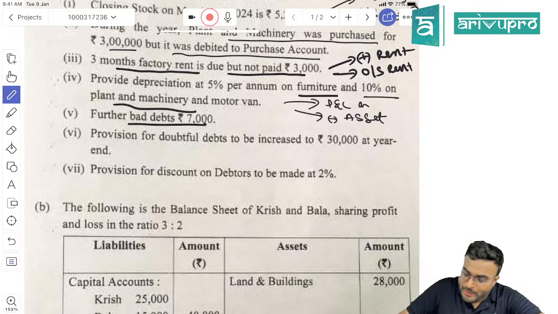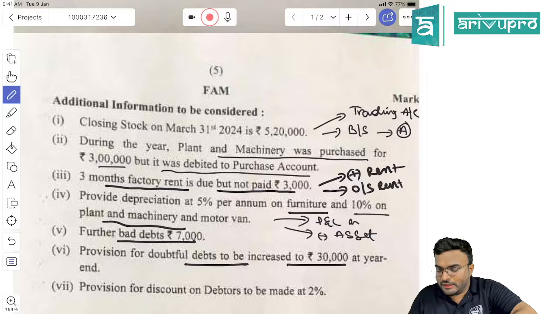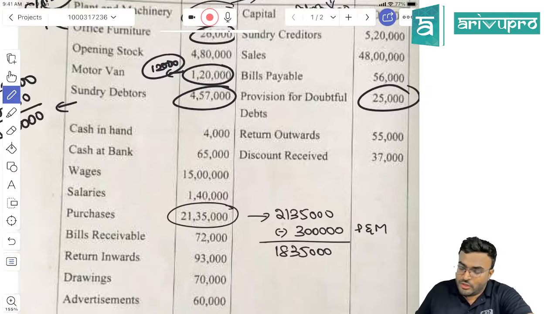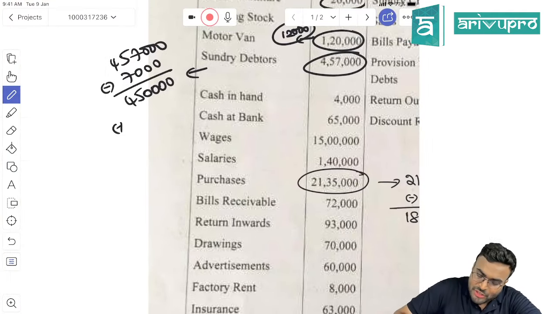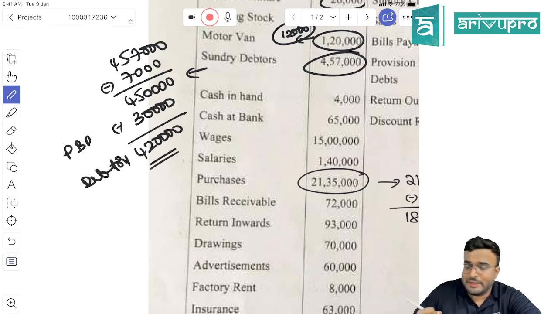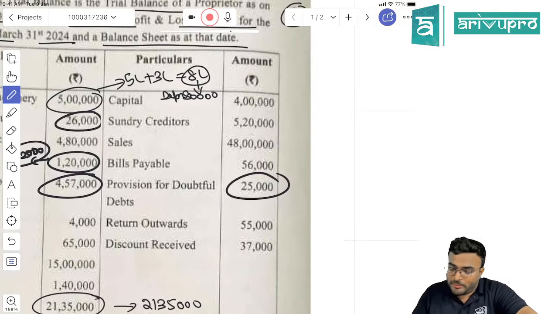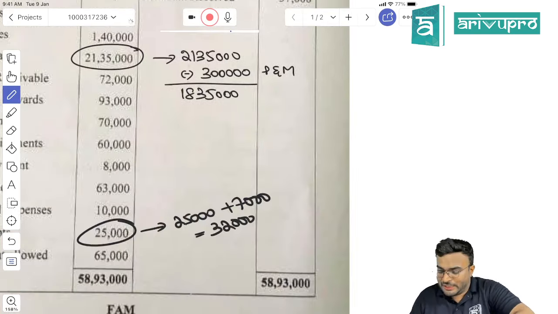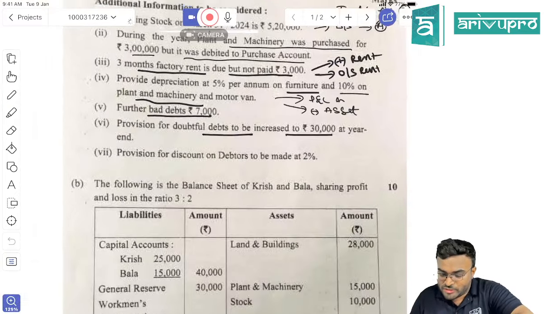Okay. Provision for doubtful debts to be increased to 30,000 at the year end. Right now you have provision, it is 25,000. You have to increase it to 30,000. So now what will happen in the balance sheet? Here balance sheet debtor 30,000 will be your PBD, and your debtor will be shown at 4,20,000 in the balance sheet. And one more thing you have to remember, provision is going to increase to 30,000. So therefore, 5,000 will be debited to P&L. That is one thing that you have to understand. Increase in the provision.